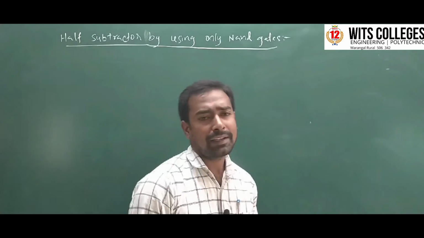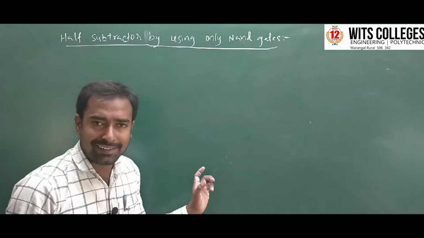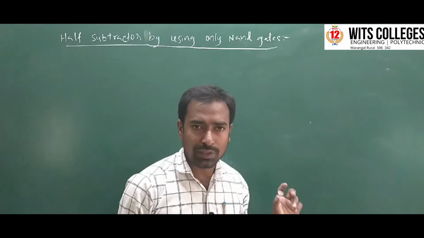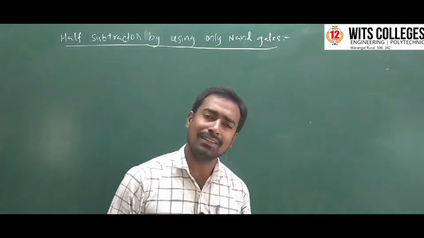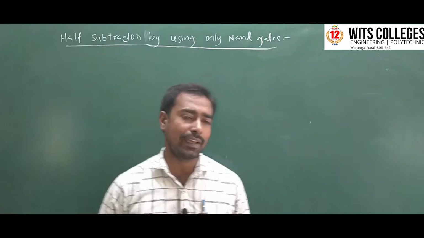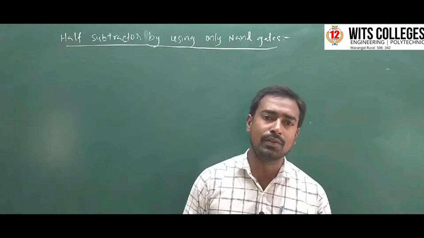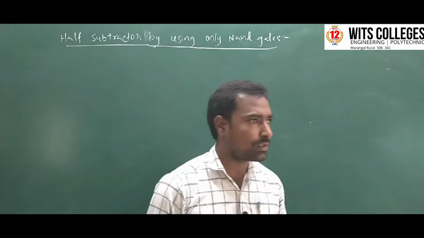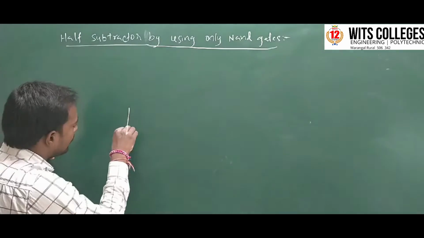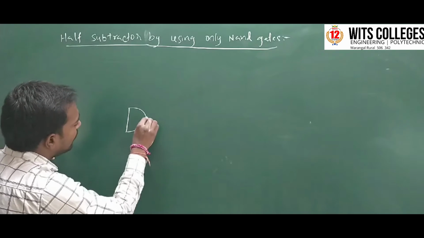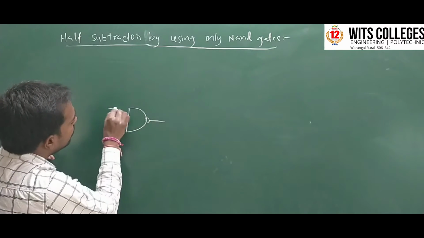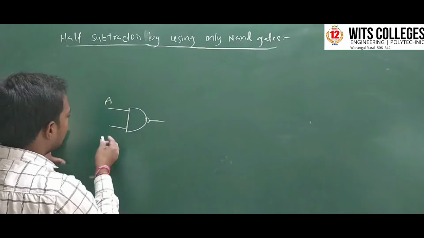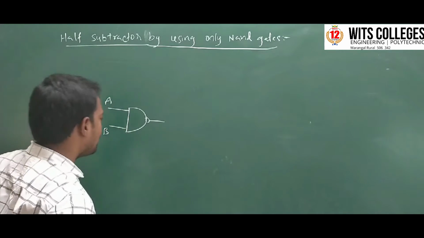Coming to the half subtractor by using only NAND gates. So here, designing the half subtractor by using only NAND gates. We already discussed the logic diagram of the NAND gate and its truth table. So here I am using one NAND gate, and this will give the complement of the AND output, and giving the inputs both like A and B.